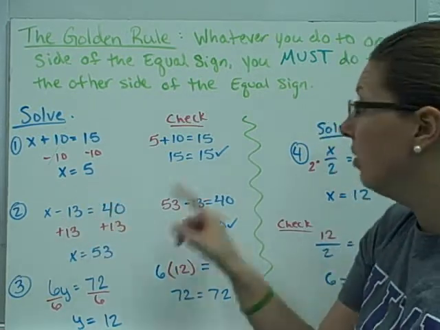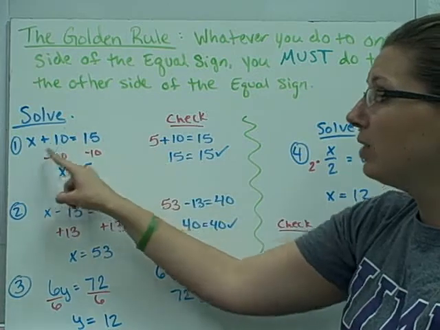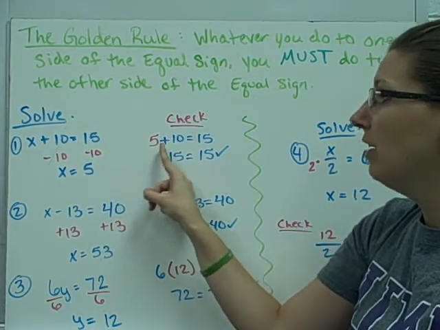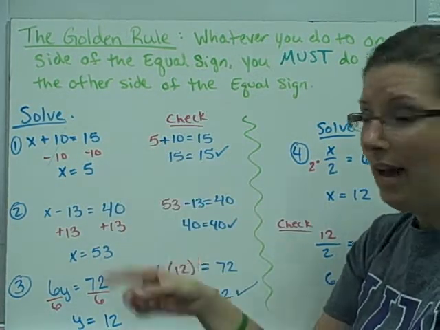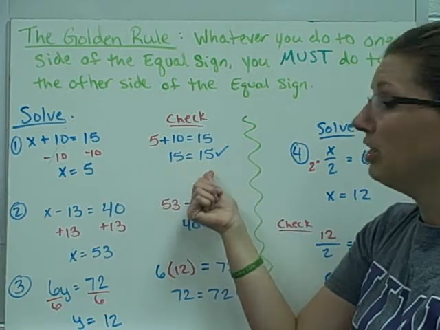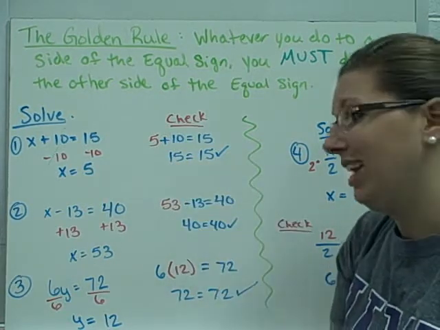How do I know I'm right? Well, I plug it in. Wherever my x was in the original problem, I plug in 5. 5 plus 10, well, what is that? 5 plus 10 is 15, and that's what it should be. Check. I did the right thing.